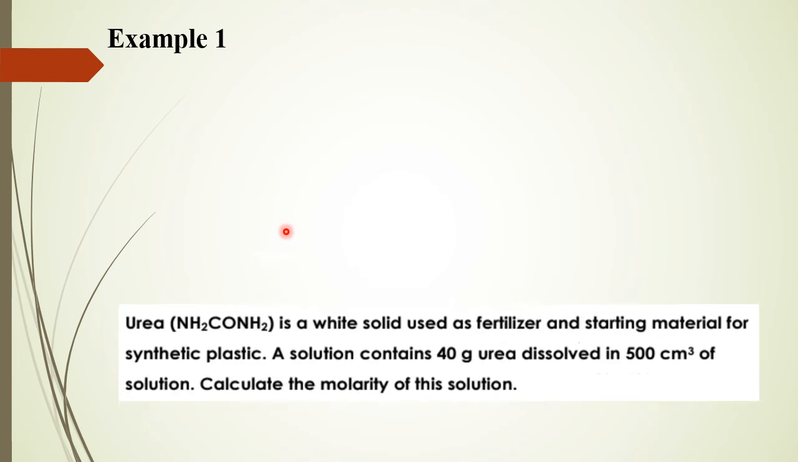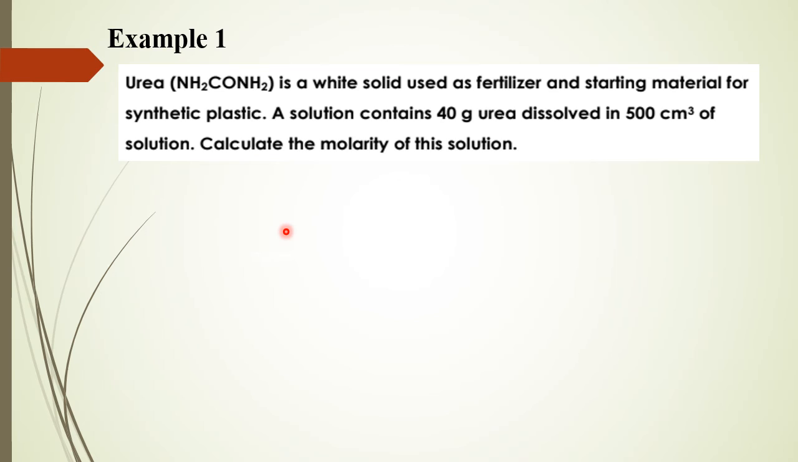Okay, now we will discuss one example of the molarity. This is a question. I am going to read it and then we will solve it. Urea, NH2CONH2, is a white solid used as a fertilizer and a starting material for synthetic plastics. A solution contains 40 gram of urea. This is the mass of solute in 500 centimeter cube of solution. This is the volume of the solution. What you have to do is calculate the molarity of this solution.